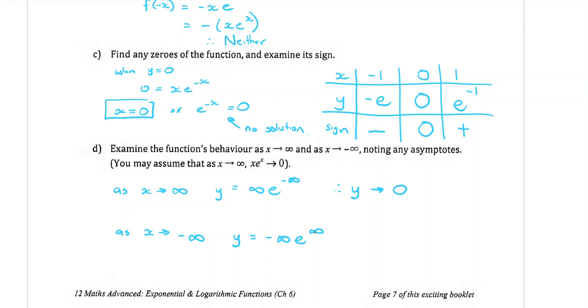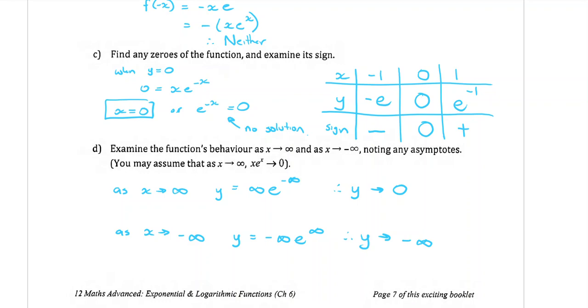e to the infinity is approaching what? Infinity. This one's not going to 0. That's infinite right there. Infinity times infinity is still infinity, but there's a minus sign there. So y is approaching, what do you think? Negative infinity. All right, we've still got a few more bits to find before we can draw this thing.